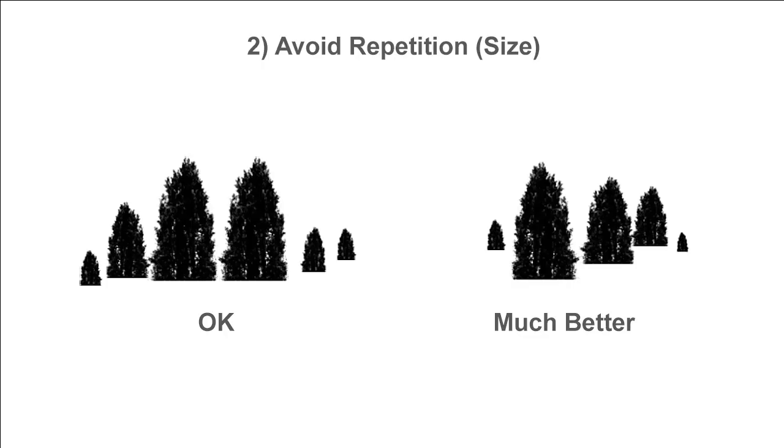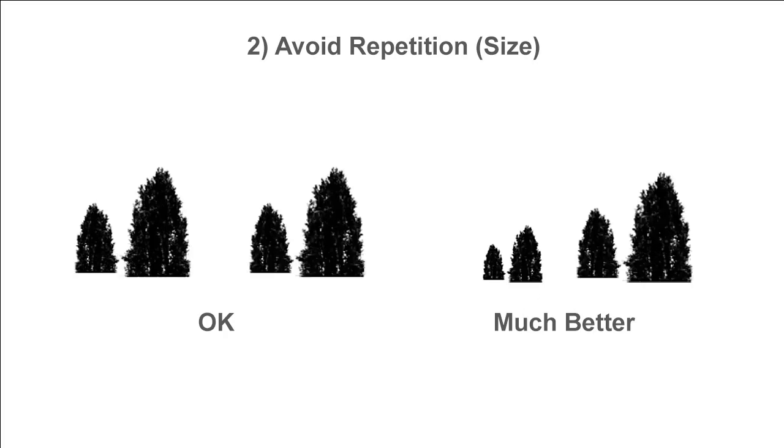Next is to avoid repetition of size. So don't have two objects in a clump that are the same size. Like here you can see these two are exactly the same size in this clump. Instead, make sure that every object in a clump has different sizes.